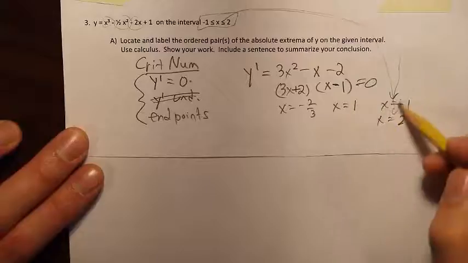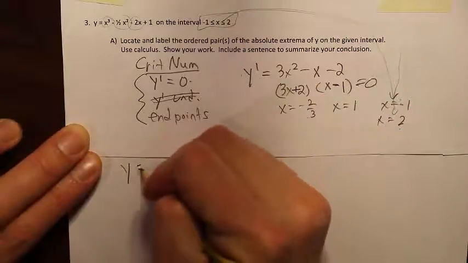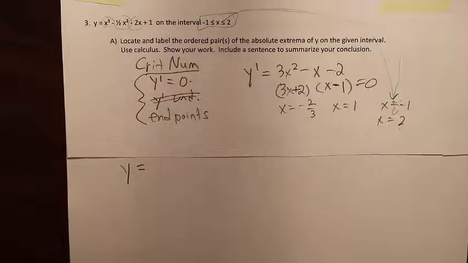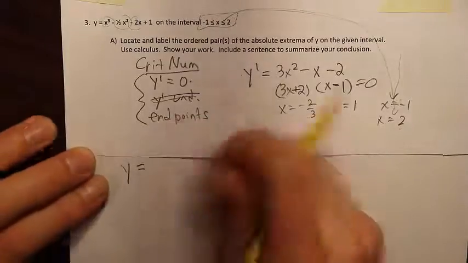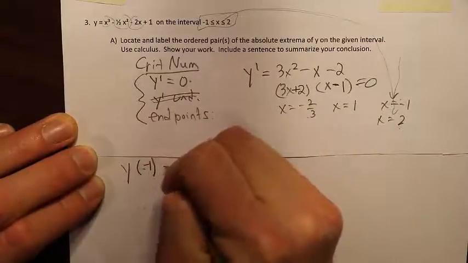Let's plug each of these critical numbers back into the original function to get their y values. That's how you find absolute extrema. You just find all your critical numbers, see which one gives you the greatest result when you plug it into the original function. That's your absolute max. See what gives you the least result when you plug it into the original function, and that's what gives you the absolute min.